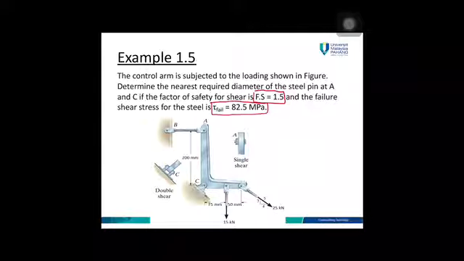A and B here is pin connected, so you can make it as internal forces. This one I label as FBA, and at C it's a pin. At the pin you have CY and also CX. Now let's solve it. Draw again the free body diagram.